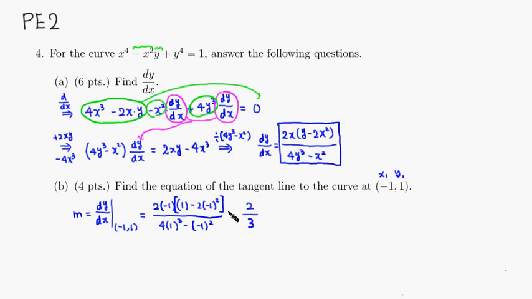So the slope is 2/3. Using point-slope form, we have y minus y1, which is 1, equal to m, 2/3, times the quantity x minus -1, so it's going to be x plus 1. So that's the equation of the tangent line we are looking for. Alright, that's it. I hope that this was clear.